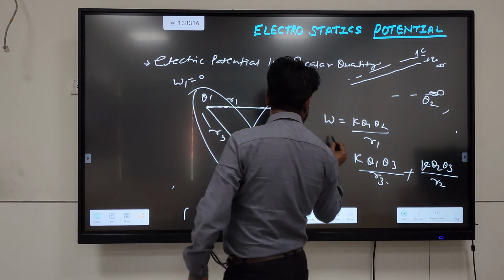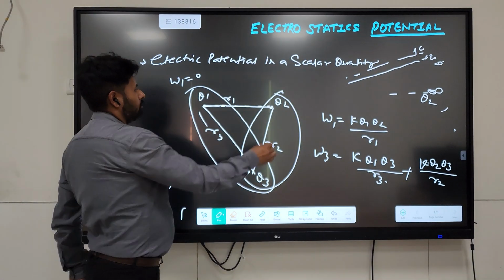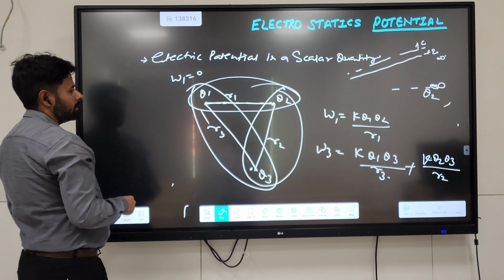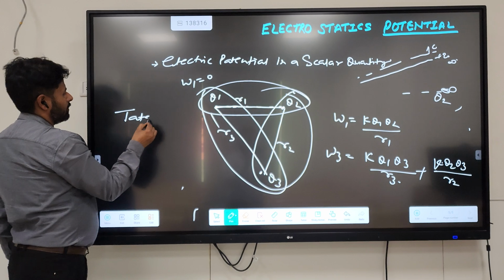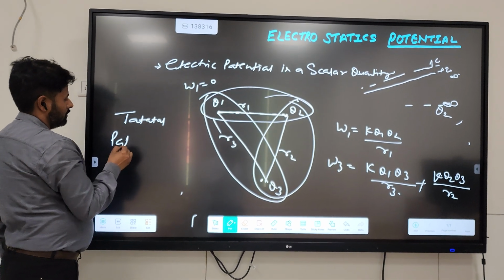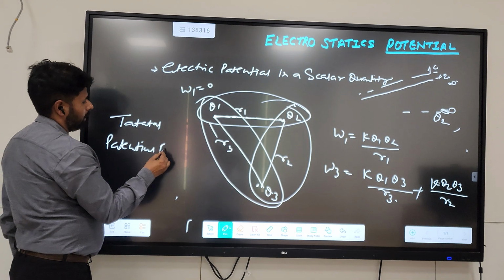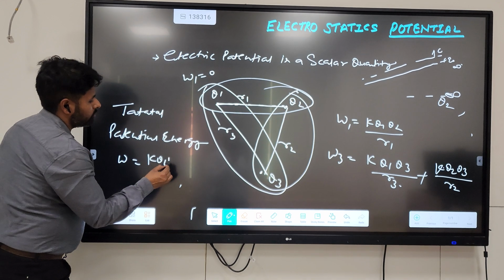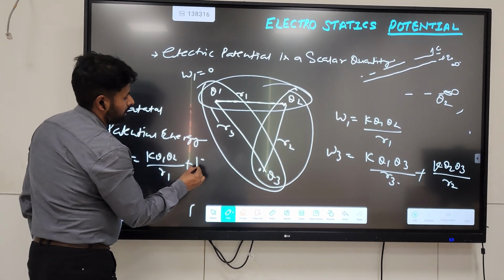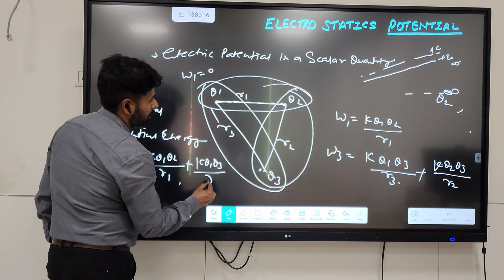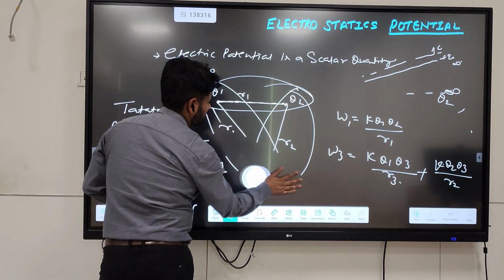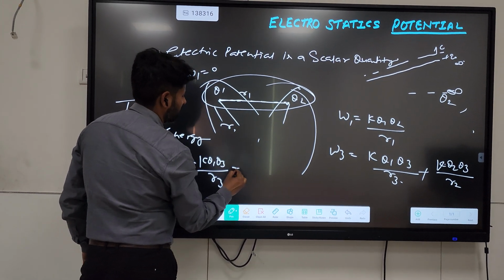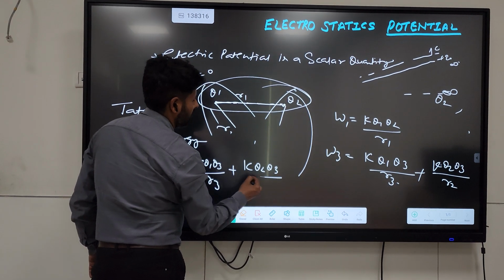Okay, and what will be the total work done? The total work will be equal to the sum of the individual works of all these charges. So the total potential energy becomes W equal to kQ1Q2 upon R1 plus kQ1Q3 upon R3 plus kQ2Q3 upon R2.